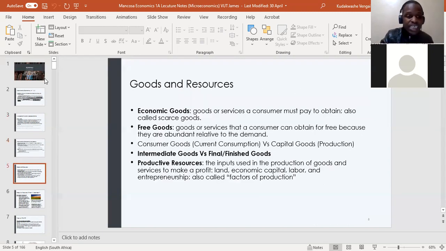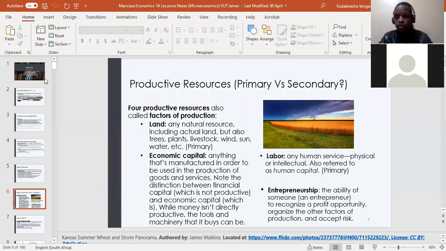When we say that there are limited resources, what are the resources of economics? I've already told you that there's land, capital, labor, and entrepreneurial skills. Those are the key resources of economics. But what are they? When we say land, do we talk about the soil only? No, in economics, land represents anything that is naturally occurring, including the actual land, the trees that exist in the ground, the livestock, the kudus, the impalas, the cattle on the various farms, the wind, the sun, the water. All of that is part of what we call land. And land is considered a primary factor of production.